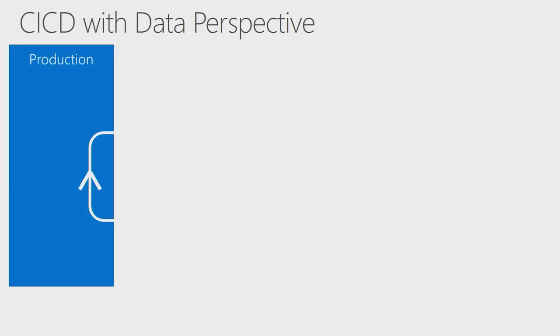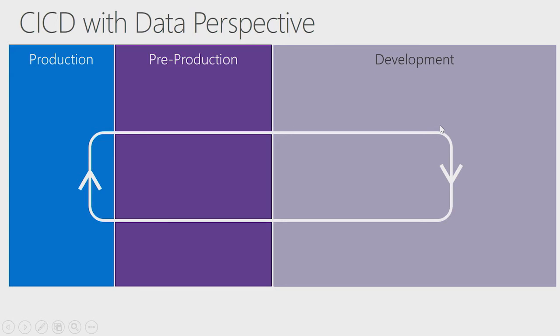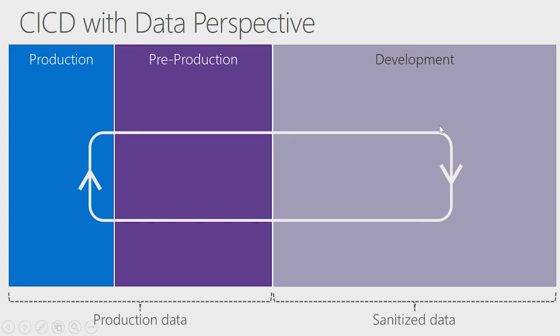All right. Using SQL Server 2017, SQL Tools, and VSTS, let's build a CI/CD pipeline. When CI/CD comes to data, we have multiple aspects to consider. First, there is a production and a development environment, and in between, there is a pre-production environment. Typically, we call production and pre-production the production data plane, and the development environment goes with a sanitized data plane.